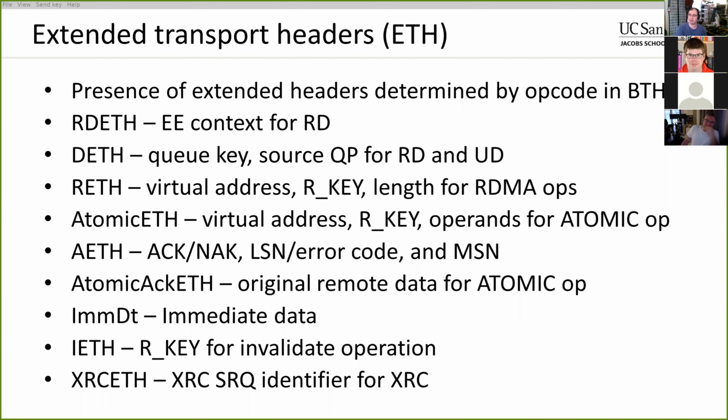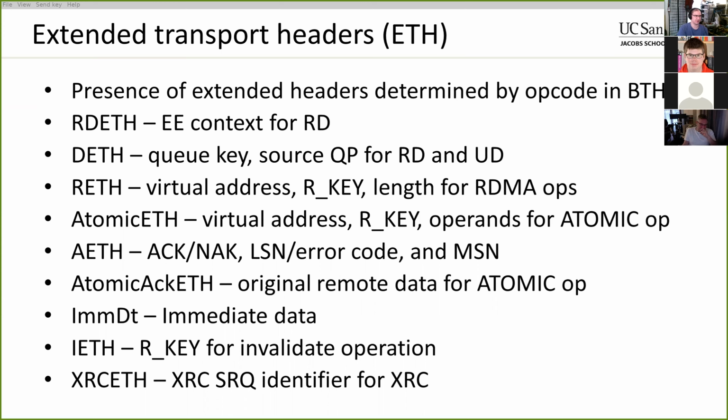Now after the BTH, you then have one or more extended, well, actually you could have zero or more extended transport headers. And the presence of these is determined by the opcode in the BTH. It's not like there's a bit field saying this header is present and this one is not present. Unfortunately, you have to just make that determination by looking at the opcode. So these carry a bunch of different pieces of information. Like the RD ETH contains the EE context identifier that's used for RD. For DETH, when you're sending datagrams, since you don't have a connection, you need to know the source queue pair. So you send the queue key and the source queue pair for RD and UD.